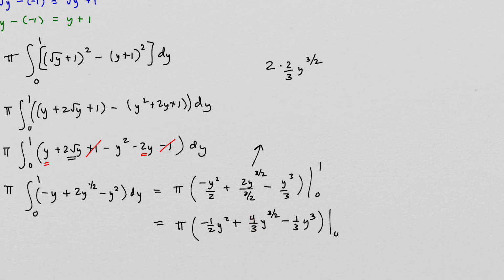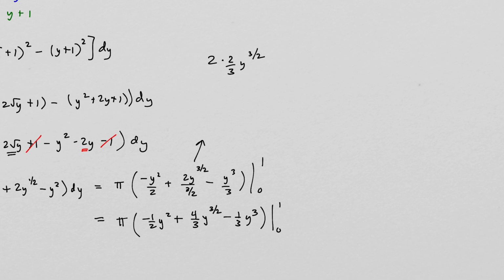And finally, from 0 to 1, once again, we don't really have to plug in 0 because you get 0 when you plug in 0. So we have negative 1/2 plus 4/3 minus 1/3. And this is going to be pi times 1/2, which is pi over 2. And that concludes this video lesson.